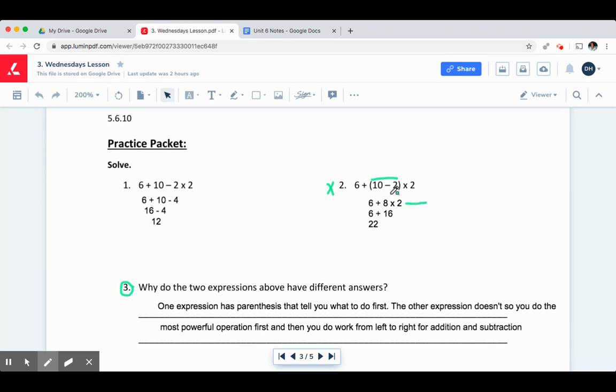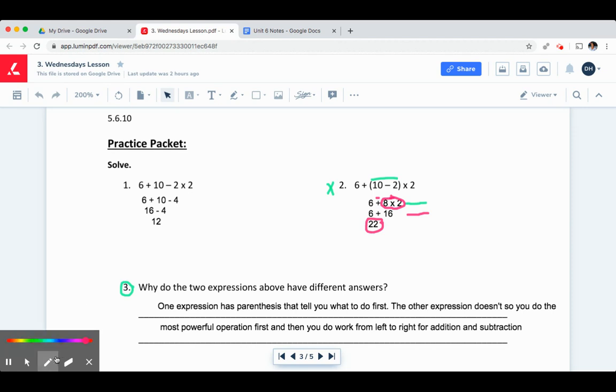So now we have 6 plus 8 times 2. The operations we have left are addition and multiplication. Which operation is more powerful? Correct, multiplication is more powerful, so we need to do that first. 8 times 2 is 16, so the next line of my work, I'll plug in 16. 6 plus 16. And last, I'll add those two together to get my final answer of 22.